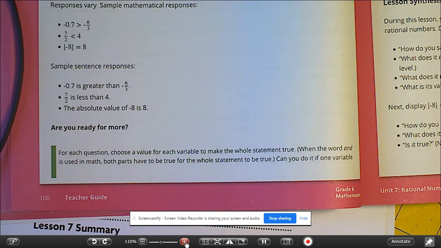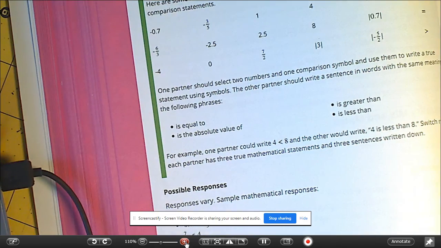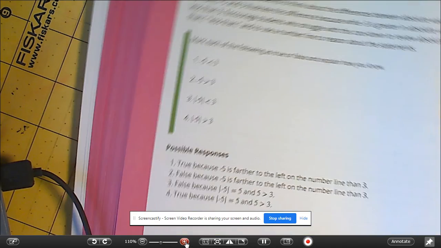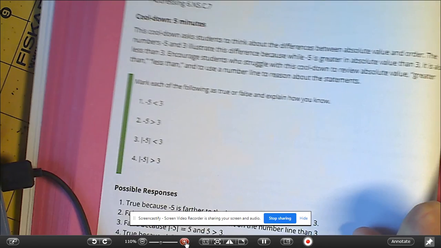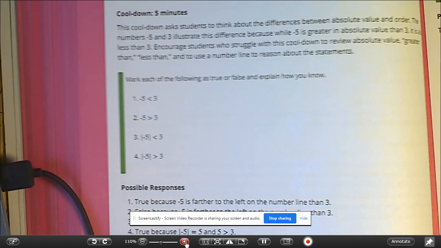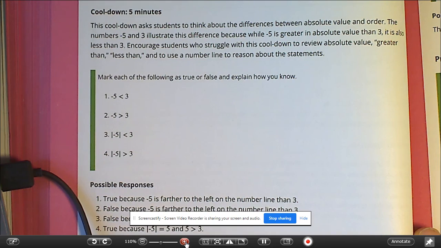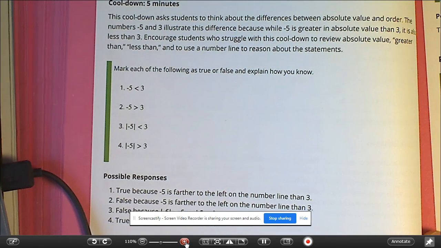Okay, so there is an Are You Ready for More? And remember, I'm not putting those in Seesaw anymore, but if you want to do them just for fun, you can, and email them to me. There is a cool down, and there are practice problems. So you're doing the cool down and submitting that in Google Classroom, and then you're doing the practice problems and checking your answers with a video that I will provide for you tomorrow.